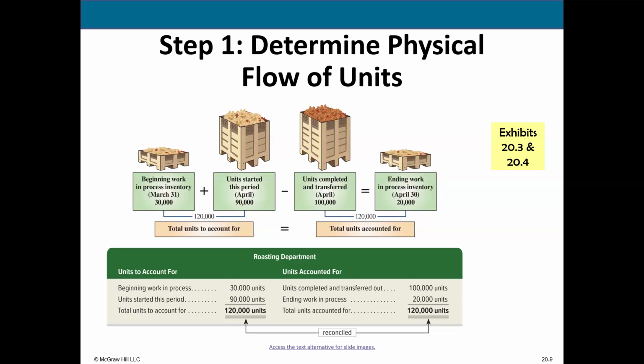That's the first method. The second method is we can take the number of units that have been completed and transferred out and add that to the ending work in process inventory. Both of those will give us the total number of units that have been completed and transferred out, or total units to account for, I should say. So it's really just two methods to get the same result.